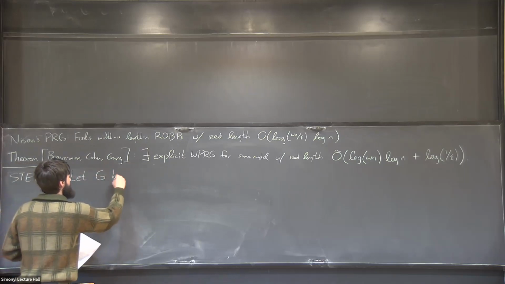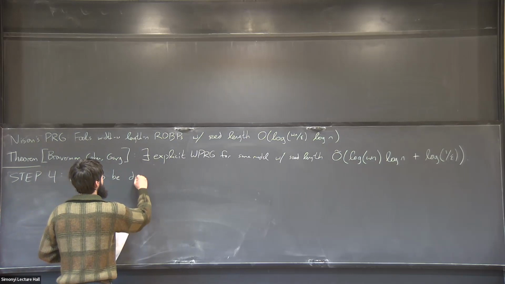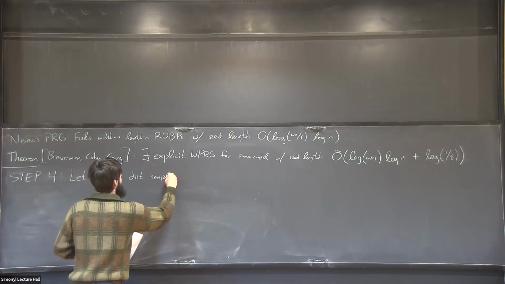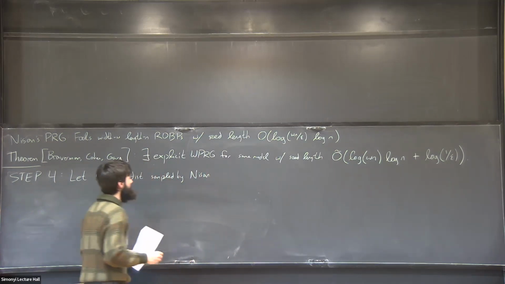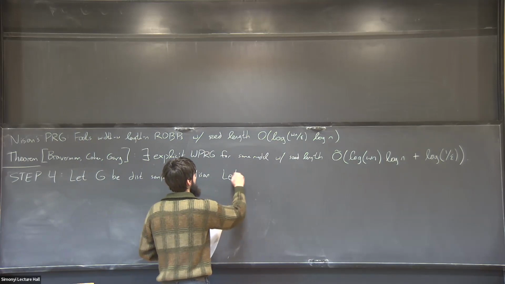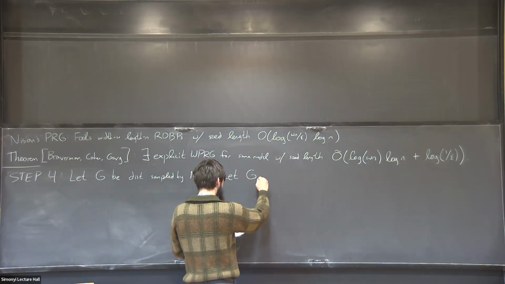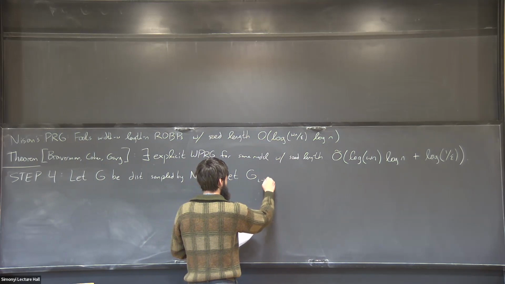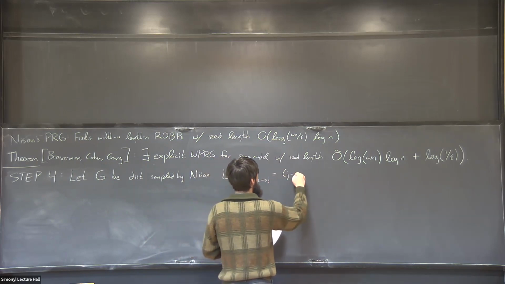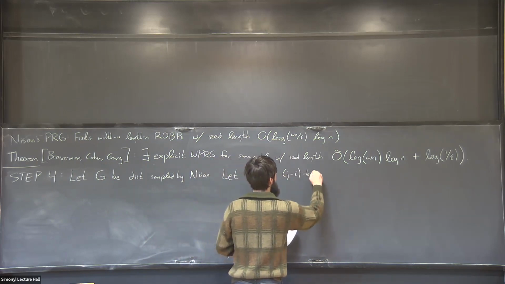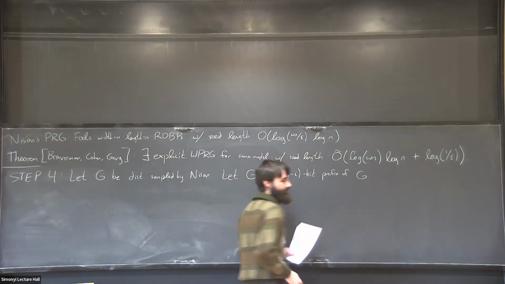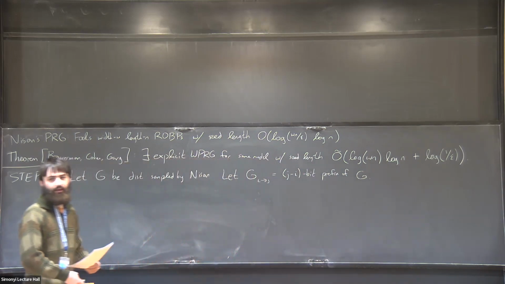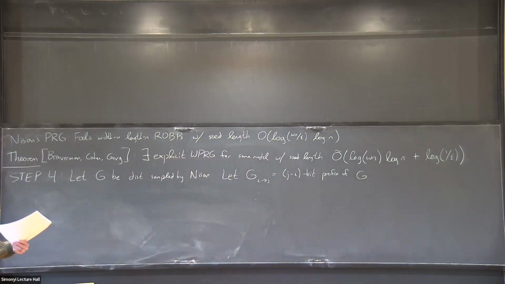Let G be the distribution sampled by Nisan's pseudorandom generator. Okay, and let G from I to J be the J minus I bit prefix of this generator, the first J minus I bits. So these are like enough pseudorandom bits to estimate probabilities from the ith layer to the jth layer.